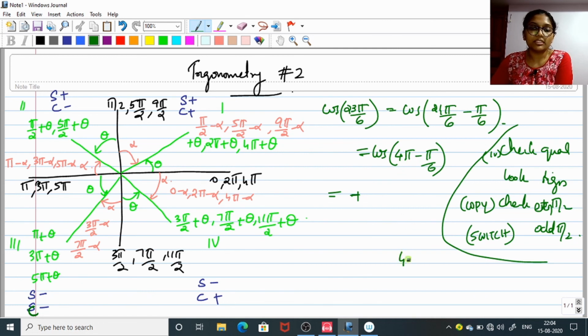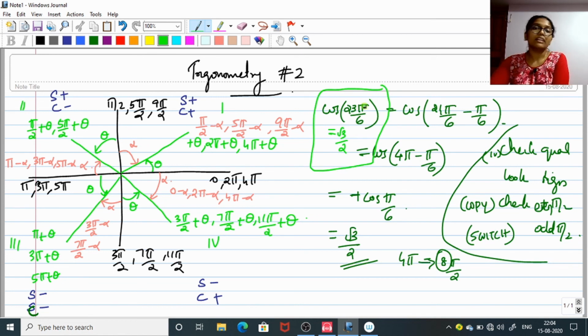Since π/2 is missing, you can split 4π like 8π/2, isn't it? Now 8 is an even number, so just copy it down, which means the ratio is copied. Just take this π/6 along with it. Now what is cos π/6? It is √3/2. So finally, cos 23π/6 is √3/2. See, that is the way you can get trigonometric values for higher angles without a calculator.